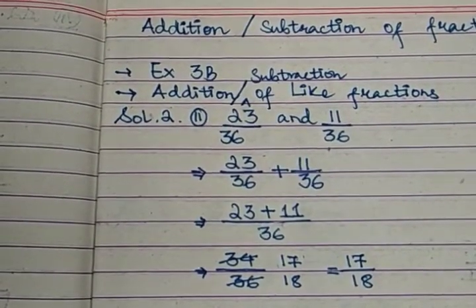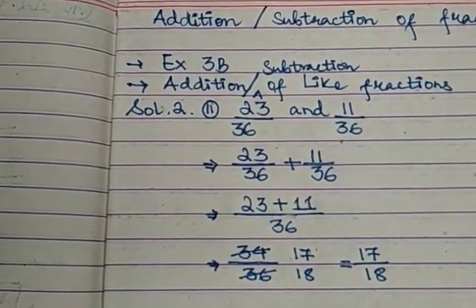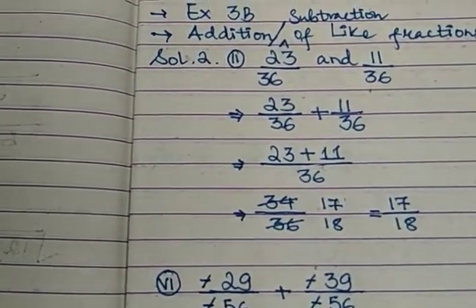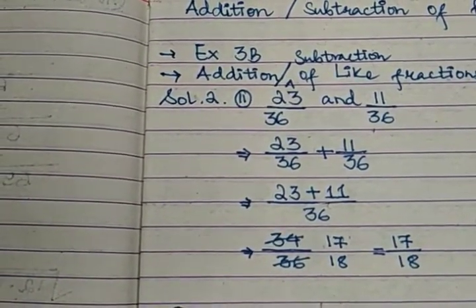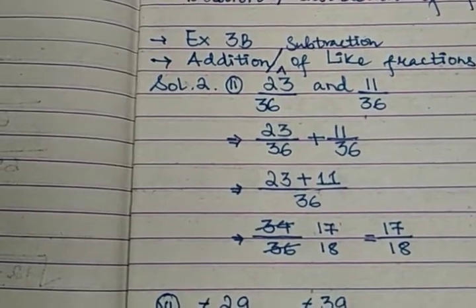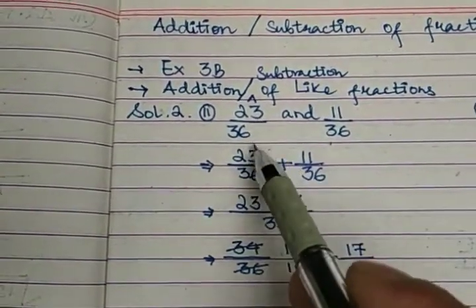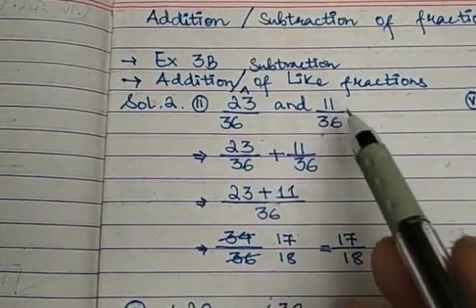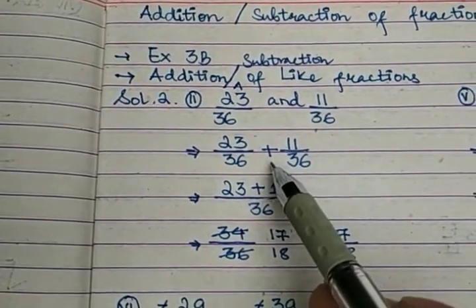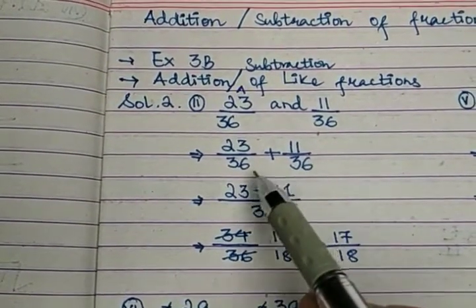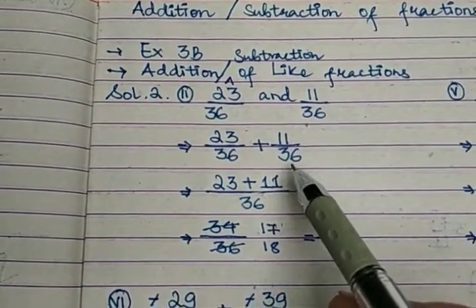Whenever we are adding or subtracting like fractions, all we need to do is simply add or subtract the numerators according to the question. If it is addition, we add the numerators. If it is subtraction, we subtract the numerators. So here we have 23 over 36 and 11 over 36. In the next step, since the question was about addition, I placed a plus sign over here. Both the fractions have the same denominators, that is, they are like fractions.